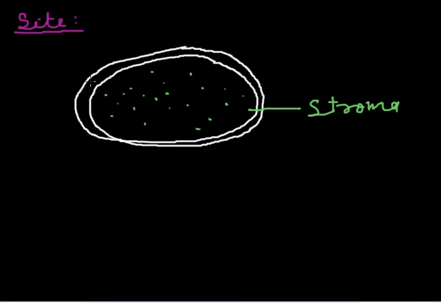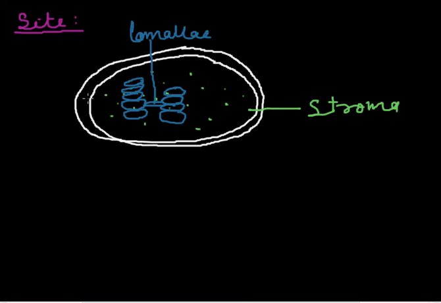In stroma, there are some more structures, and the main ones in them are grana. That is a stacked structure, and they are connected through lamella.